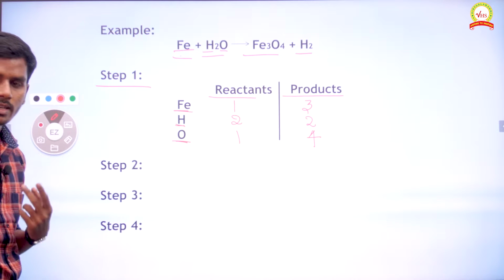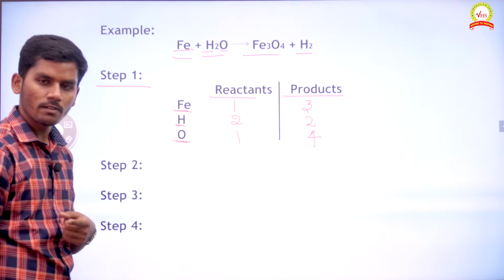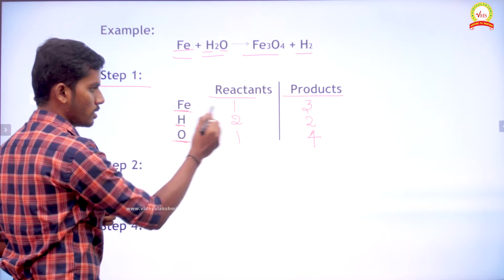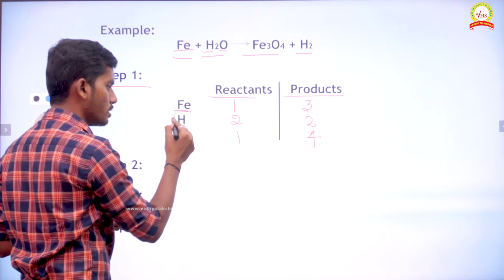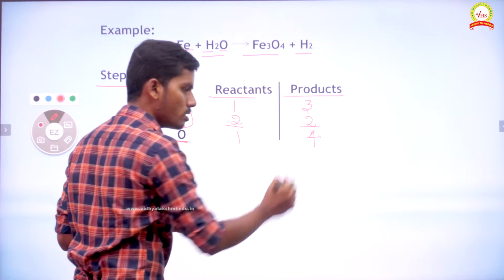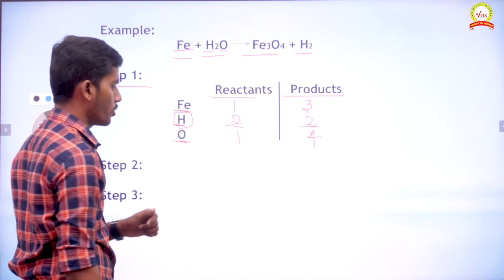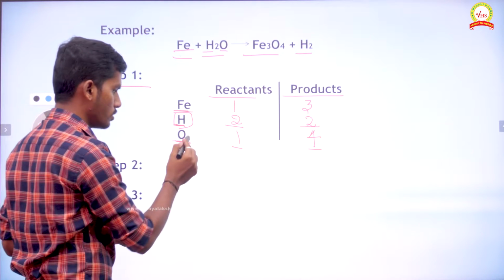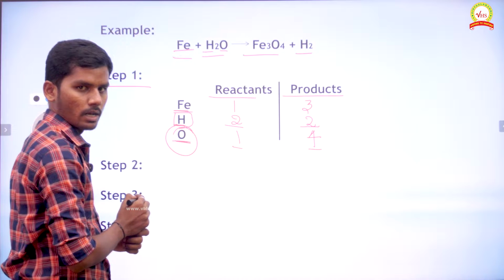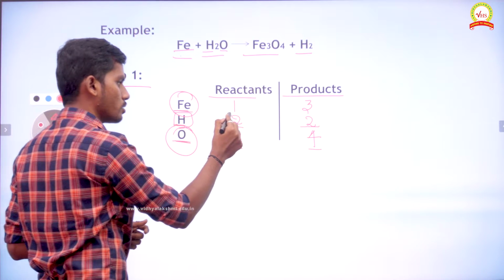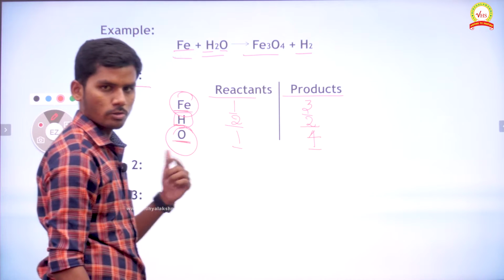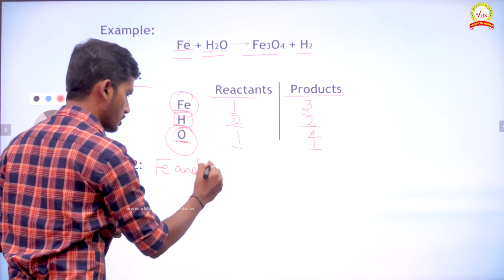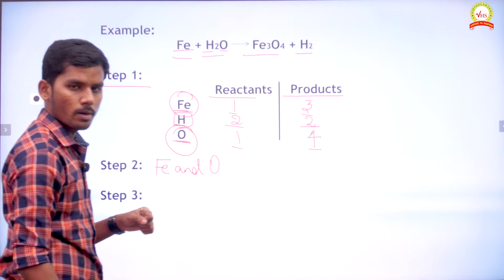Second step. What is the second step? We have to check which atom is unbalanced. Okay. So if you check in this tabular column, hydrogen is equally balanced on both sides, reactant side and product side. Oxygen, here it is 1, but here it is 4. So this atom we have to balance, it is unbalanced. Iron, if you check, here it is 1, here it is 3. So it is also unbalanced, iron and oxygen. These two atoms we are going to balance.